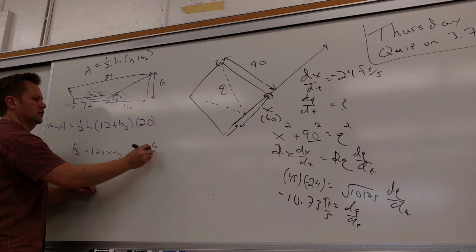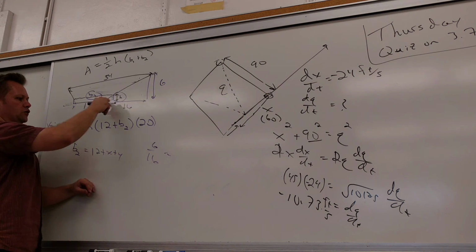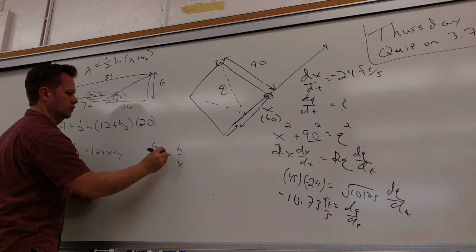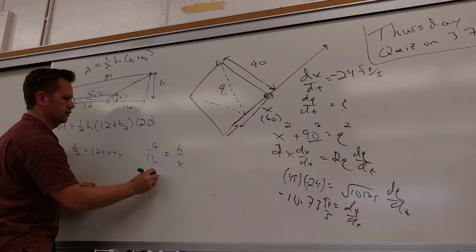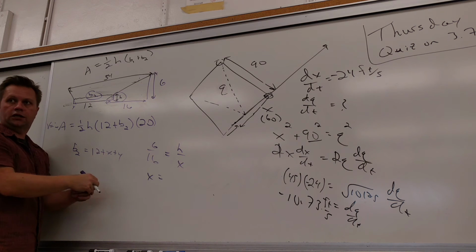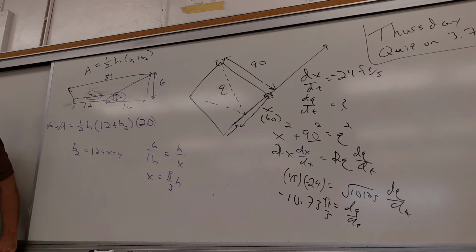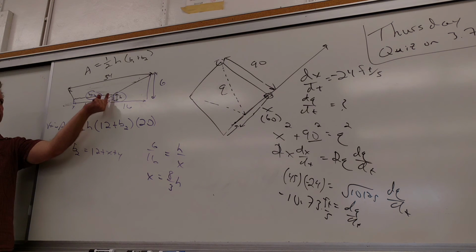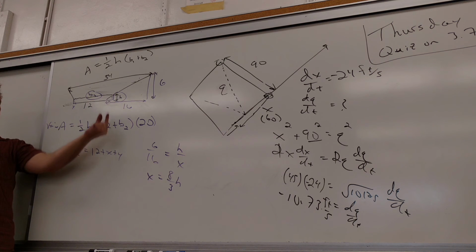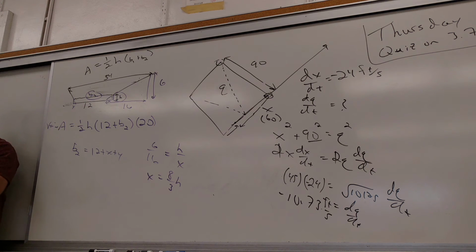What did I just say? 6 to 16 is H over X. So then X is 16 over 6 H, so 8/3 H. Let me stop there for a second. So whatever the height is, that little extra bit that B2 has is going to be 8/3 that height. I like it.